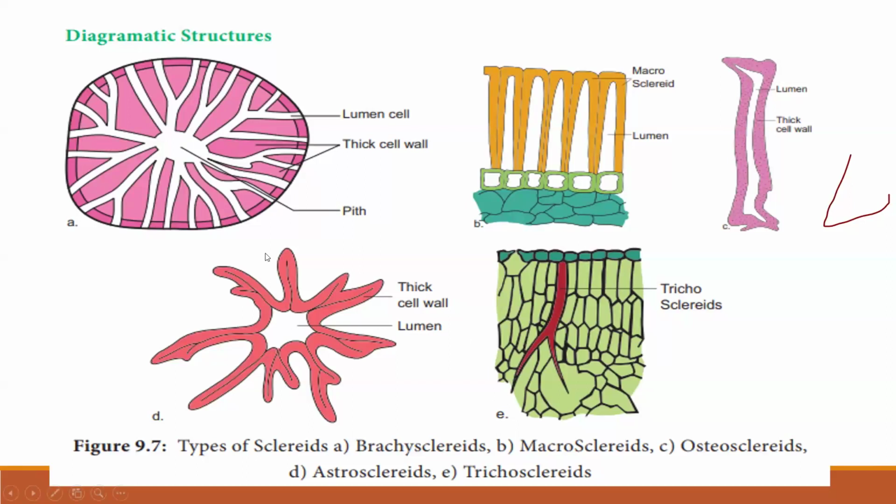Sclerites: the first one is the brachysclerites. Another name for brachysclerites is the stone cells. The next one is the macrosclerites, elongated cells with a broad lumen. The third one is the bone-shaped sclerites. The next one is the astrosclerites, star-shaped. And another one is the trichosclerites, meaning hair-like. So based on the shape, sclerites are classified into these types.